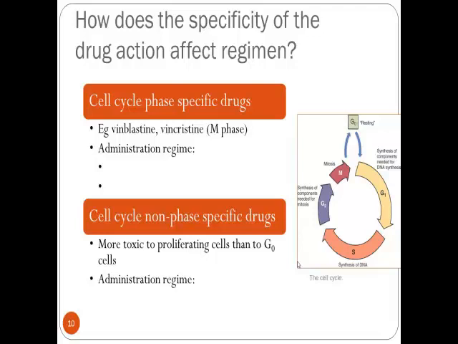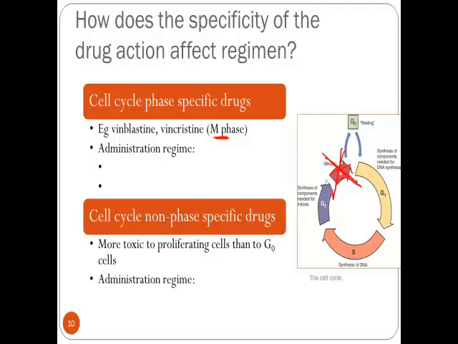this slide is about is that some drugs basically act on one phase. So some drugs might act on the M phase. So you see over here, vinblastine and vincristine basically act on cells that are in this M phase, right? So they basically kill the cells over here, and cells that are in the G1, S, and G2 phase don't get affected at all.